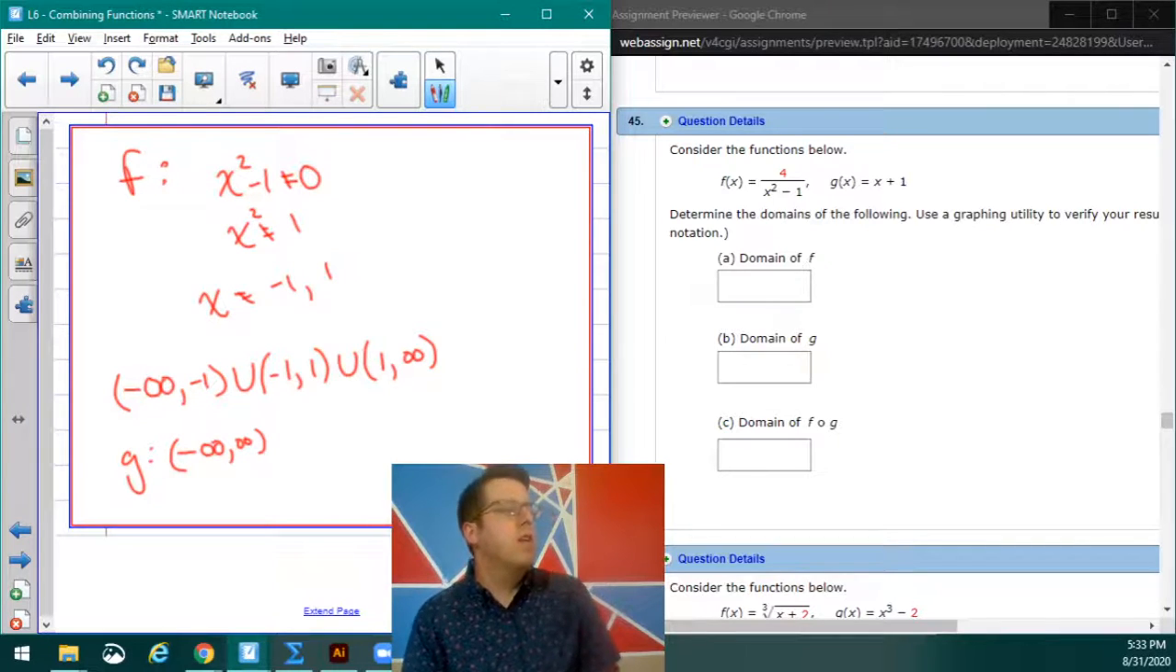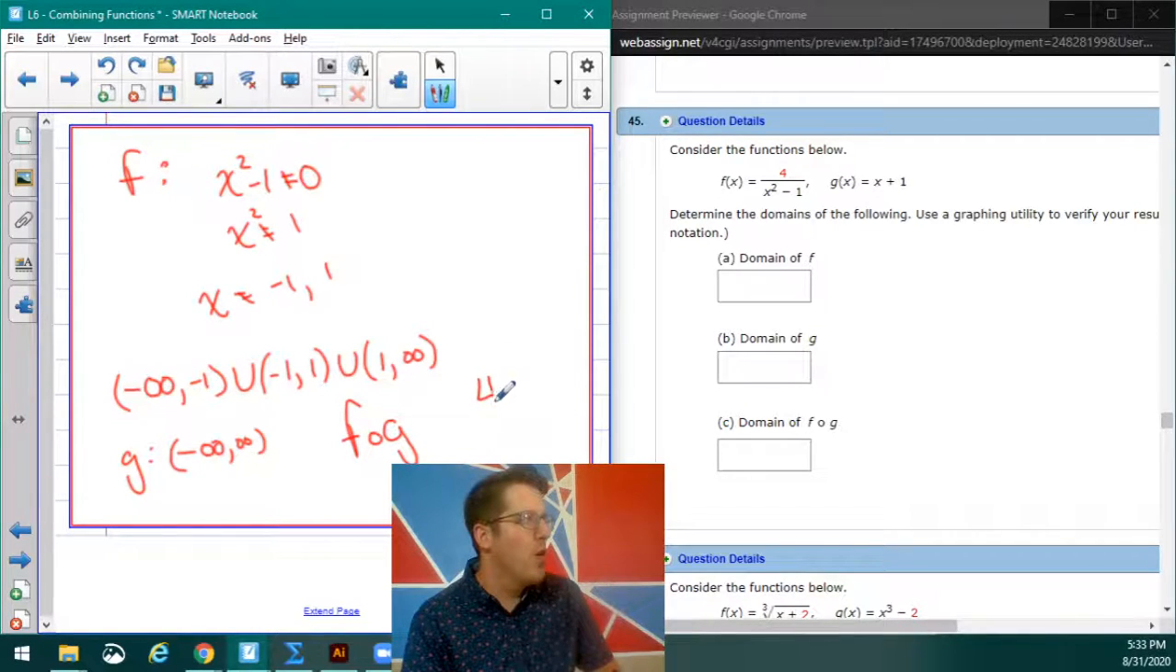Okay, now f of g. Let's take a look at that. So f of g is 4 over (x plus 1) squared minus 1.